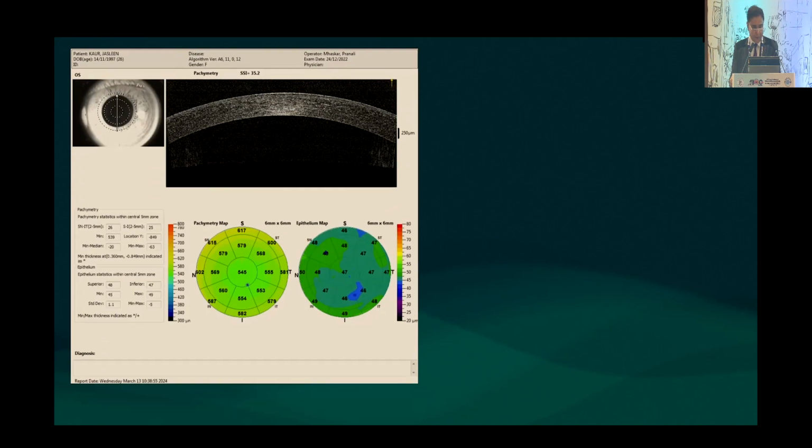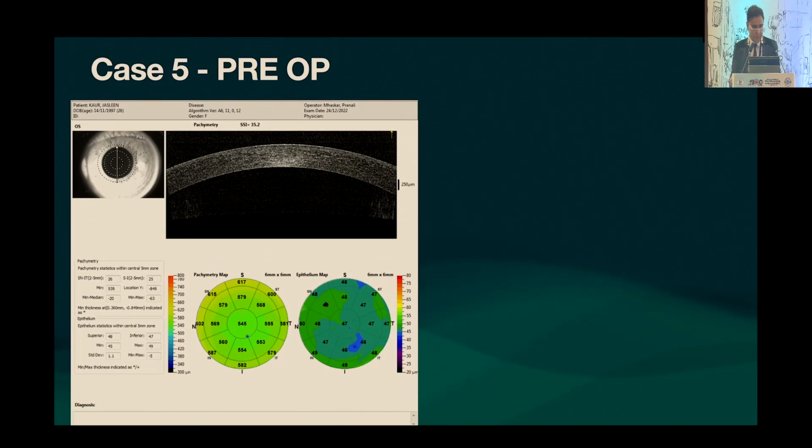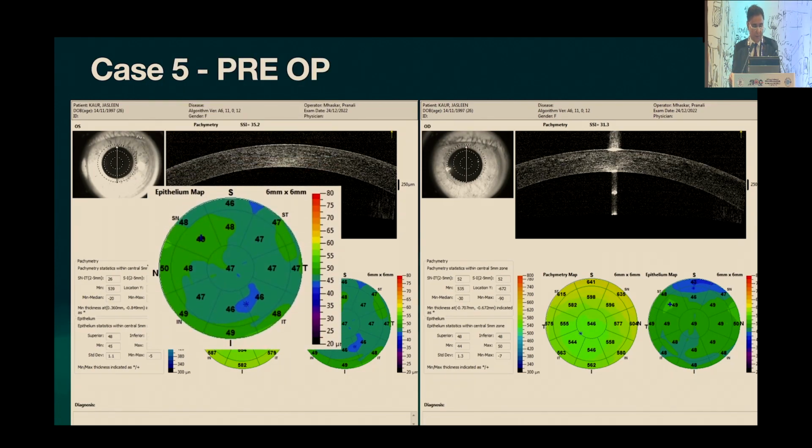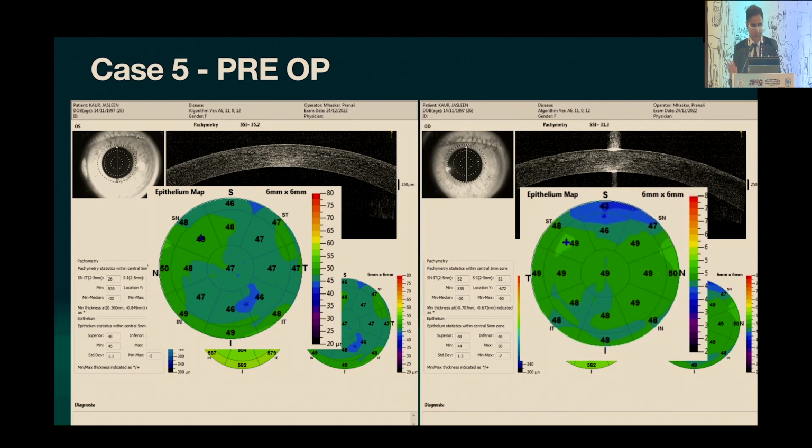So this is the pre-op epithelium, okay? And this is the pre-op epithelium of the other eye. Don't forget, I'm doing lenticule surgery, okay? Now you'll say, why the hell are you bothered about the epithelium? But you'll be surprised what I see post-op and why the patient is unhappy. So this is again pre-op, everything looking good. 49, 47 may not be normal if you consider 55 as normal.